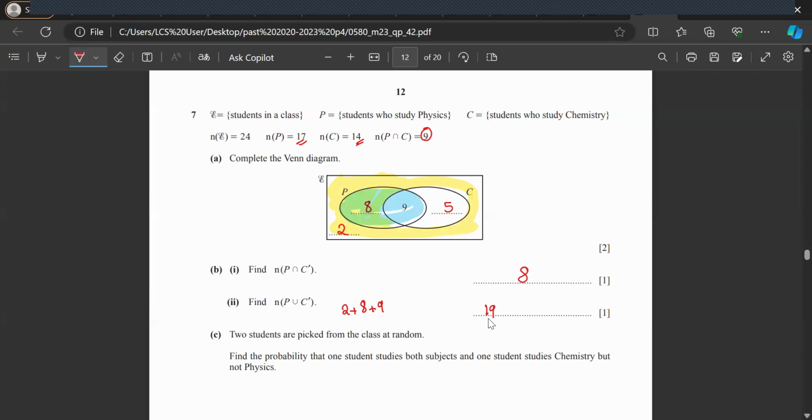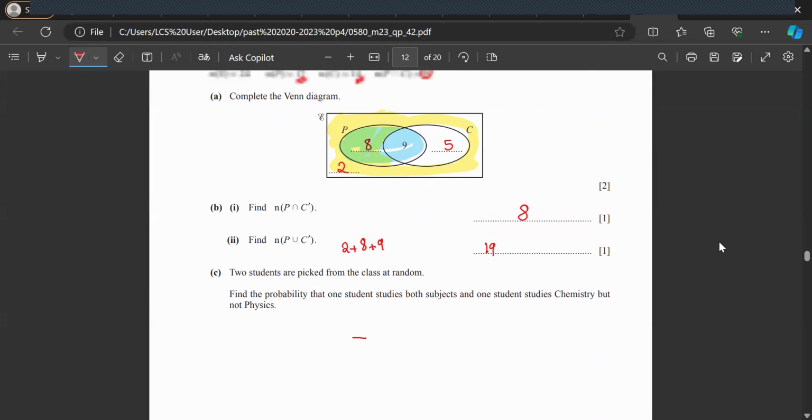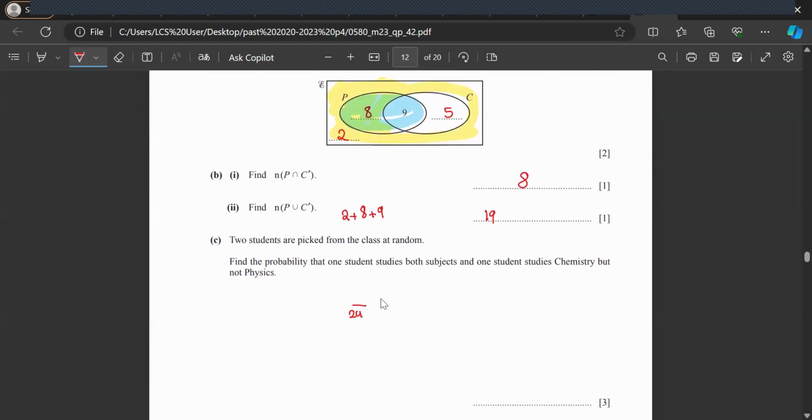You got it? Now, 2 students picked from the class at random. Find the probability that one student study both subjects and one student study chemistry but not physics. So from random, so it will be over 24. Then multiply 23. Okay?